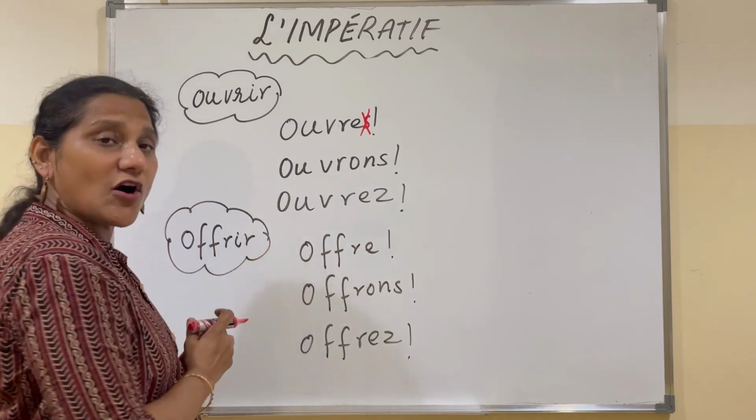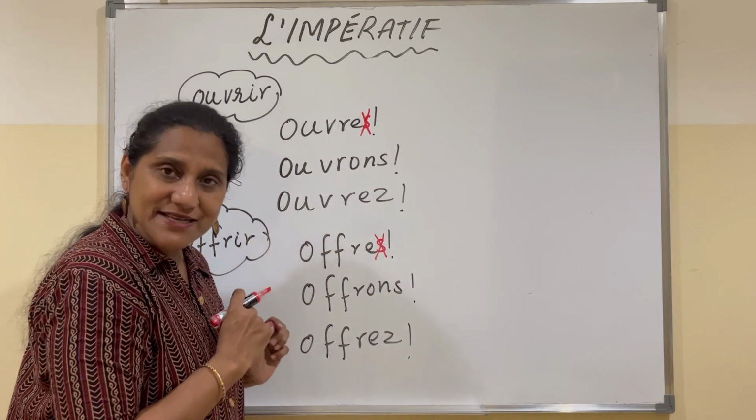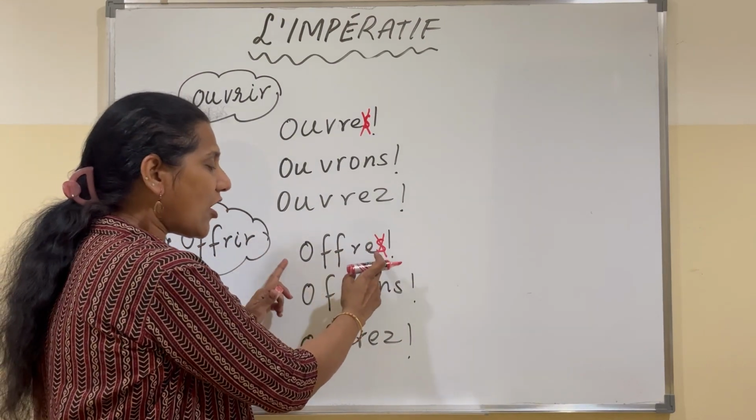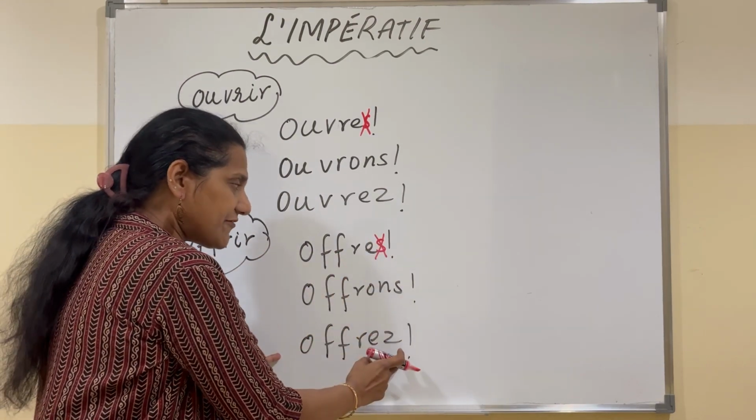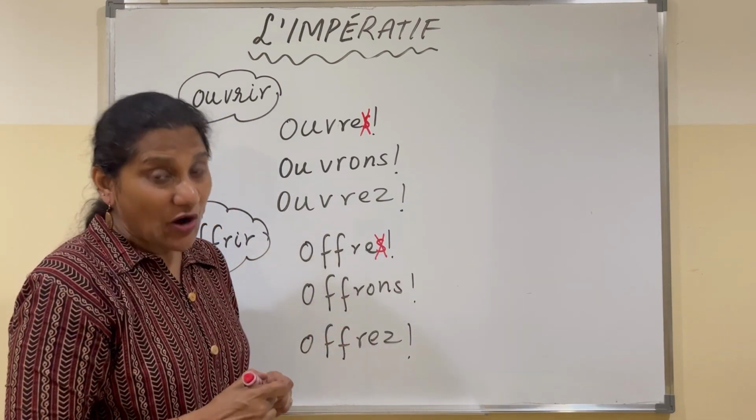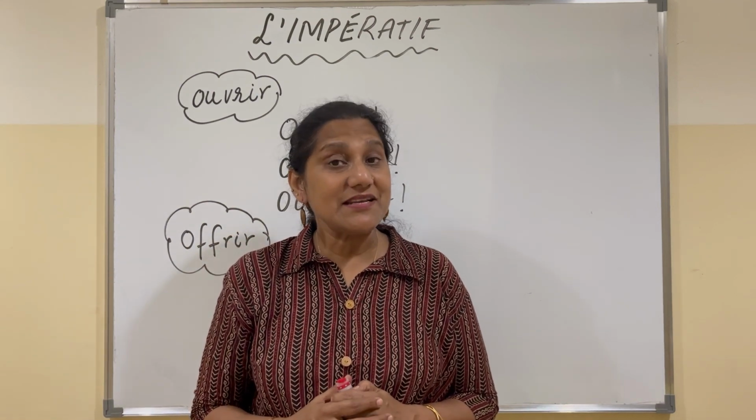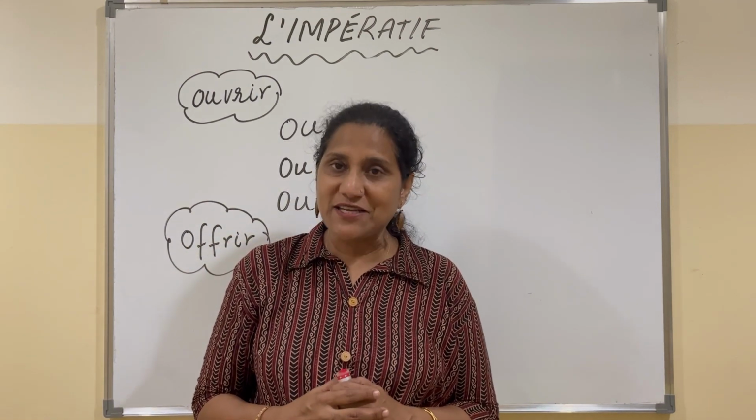And let's look at offrir. Offre again, the S that was there in the present tense will not be there. Offre, offrons, offrez. Offer, let's offer and offer. Now, let's see how to conjugate imperative in reflexive verbs or pronominal verbs.